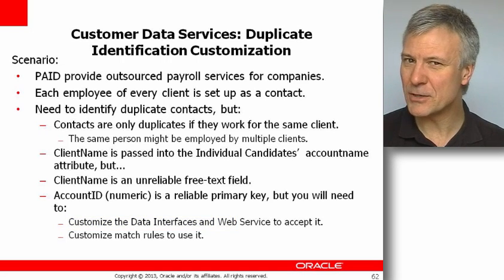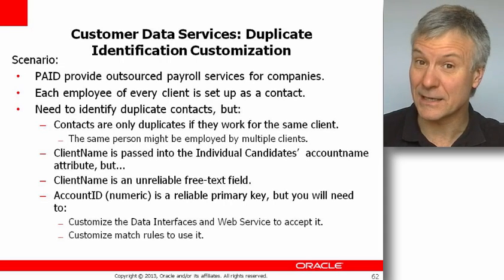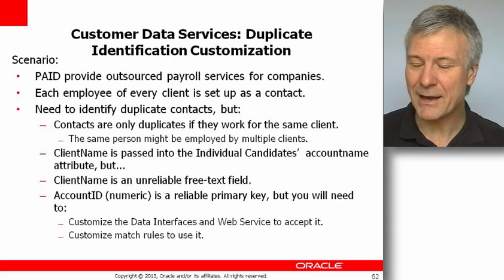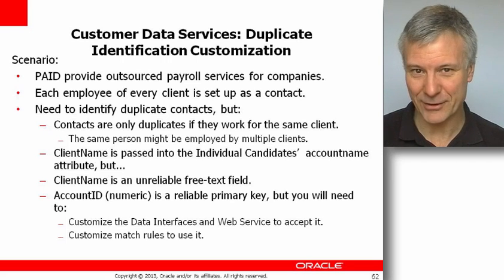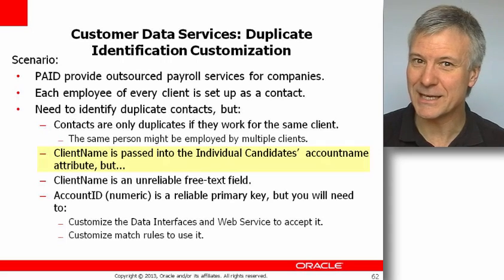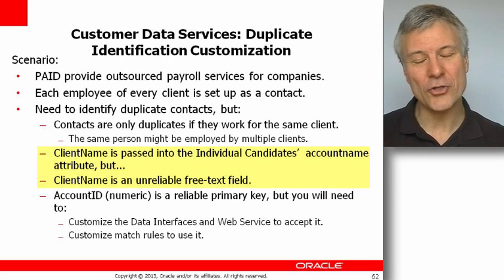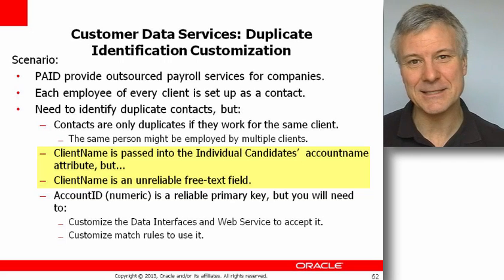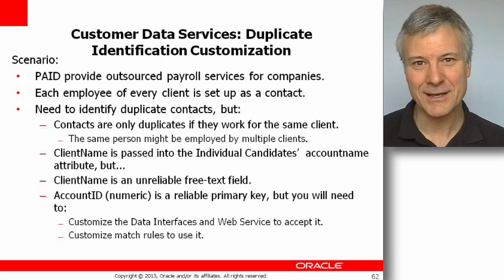Now, there is an attribute in the data interface called individual candidates. That's the data interface name. There is an attribute in that individual candidates data interface already called account name, and we can use that to pass through the name of the company that each individual works for. But the problem with that is that it's not a very reliable field in Paid's system. It's a free text field and it's got unreliable data in.